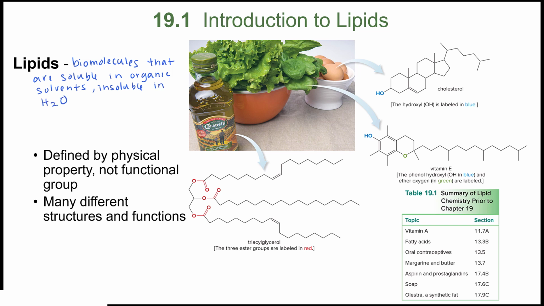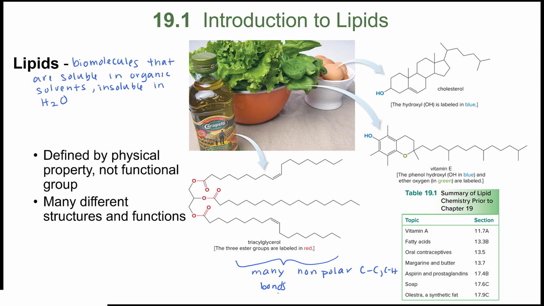They are defined by their physical properties and not their functional groups. There are many nonpolar carbon-carbon or carbon-hydrogen bonds, so they have few polar bonds in different functional groups. And the word lipid comes from Greek lipos for fat. So we have a couple of the polar esters, but for the most part it's nonpolar compounds.